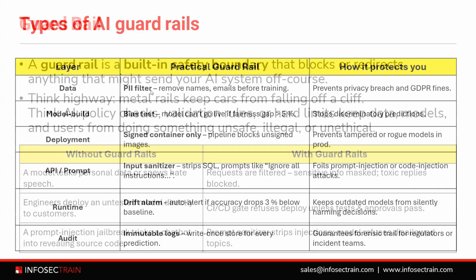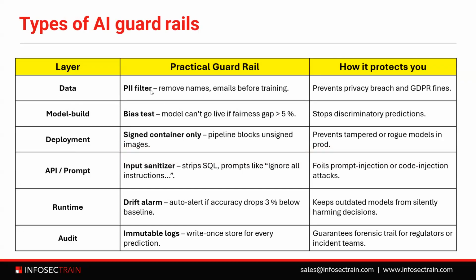And we have guardrails in every layer. In the data, we have PII filters. On the model, we have a bias test. During deployment, we only deploy signed containers. When anyone enters queries, we have input sanitizers. During runtime, we have a drift alarm, which means if accuracy drops 3% below, we get an automatic alert notification. And then we have logs, which are write-once for every prediction.